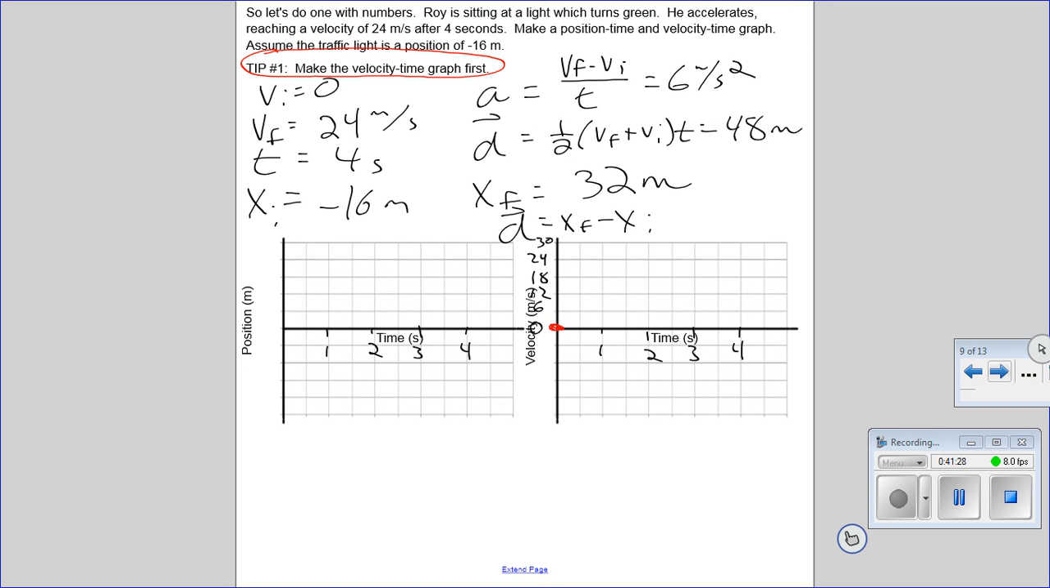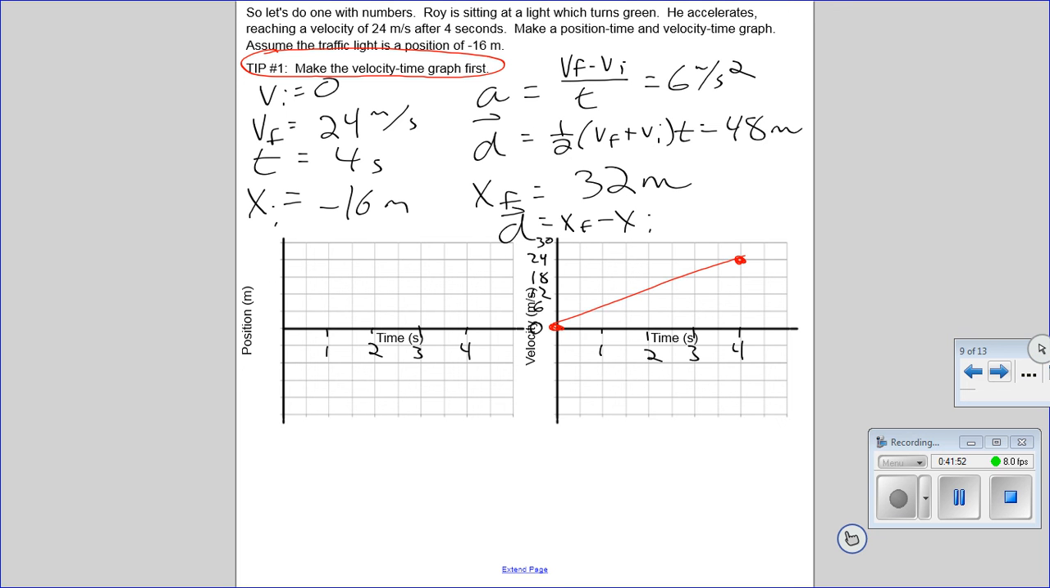Okay? So then, at the end of 4 seconds, my velocity is 24. And then connect the dots. And you should really use a ruler. But cool? So this graph shows my velocity steadily increasing from 0 up to 24. Good? All right.